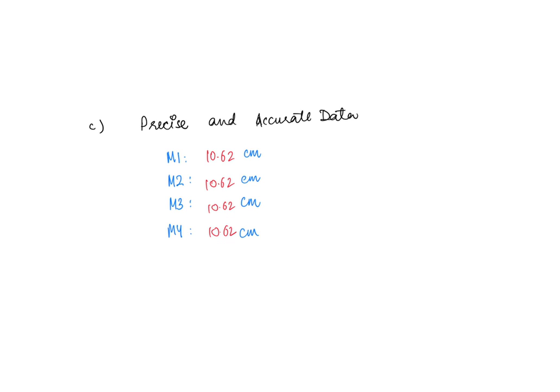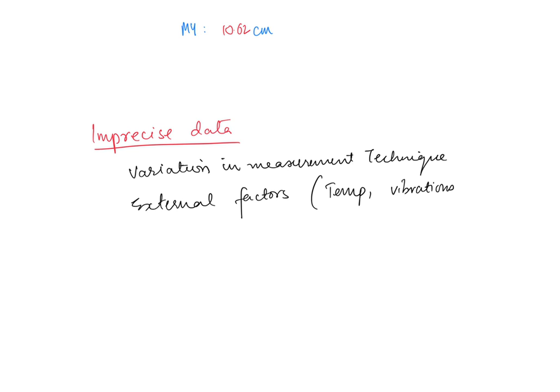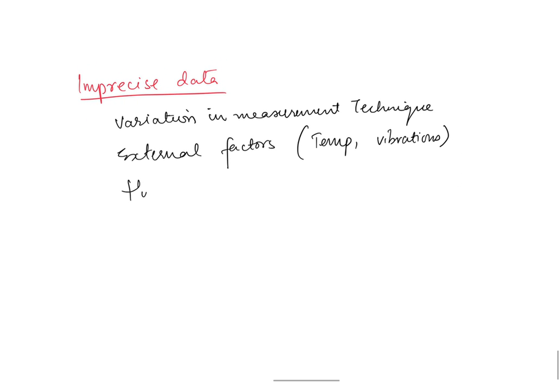Now, possible explanations for imprecise and inaccurate data. So, imprecise data, possible explanations could be something like variations in measurement techniques. External factors that affect measurement. External factors, and these can be as simple as temperature or vibrations, right? And it can also be caused by human error, such as reading measurement or parallax errors, right?